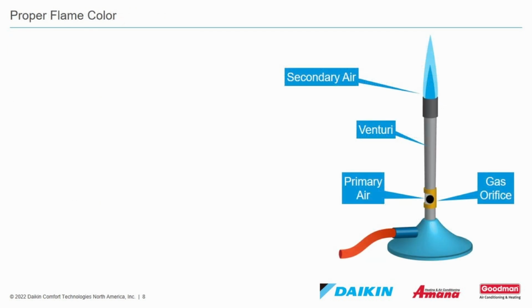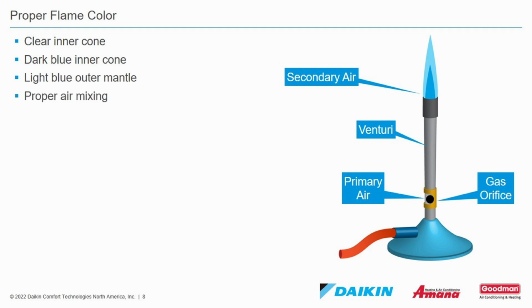Proper flame color. Clear inner cone or dark blue inner cone. Light blue outer mantle. Proper air mixing. Primary air, pre-mixed. Secondary air, air over flame. A 10-to-1 mixing ratio.